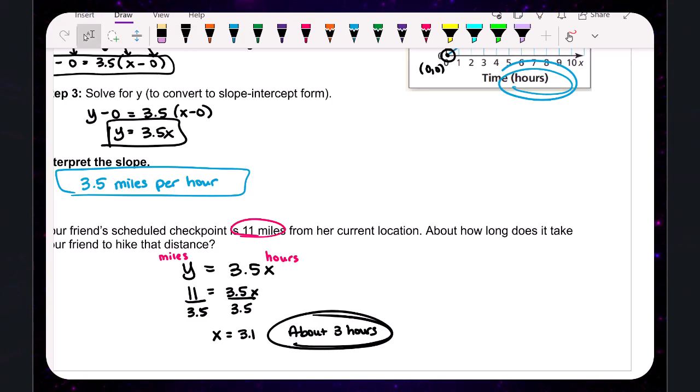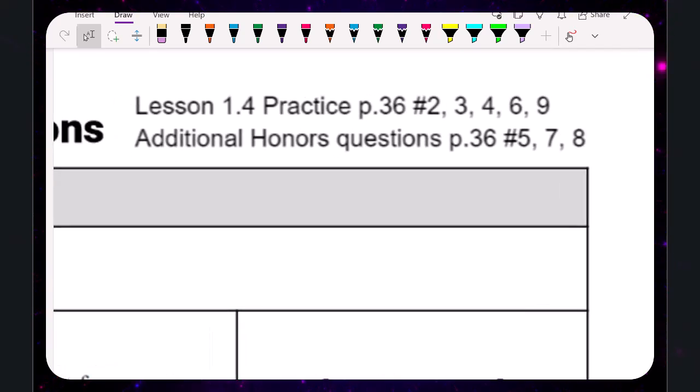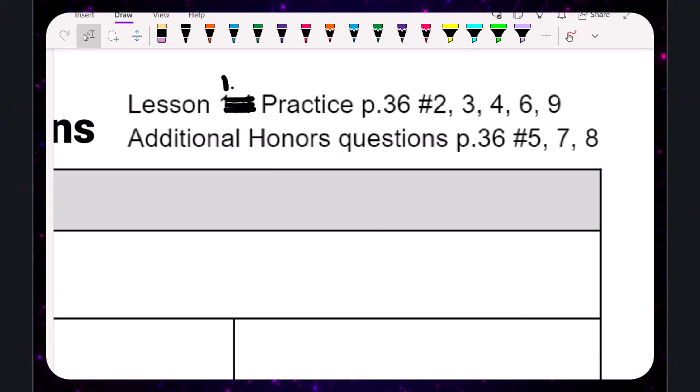If you turn it over on the front and look at the top right hand, this is what you need to do for lesson, that should say lesson 1.5, and it'll be page 36. You've got 5 questions if you're in regular Algebra 2, and you've got 3 additional ones if you were in honors. And y'all have a great rest of the day.